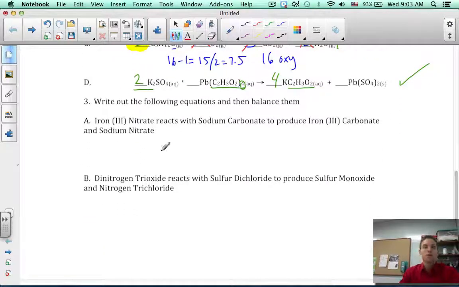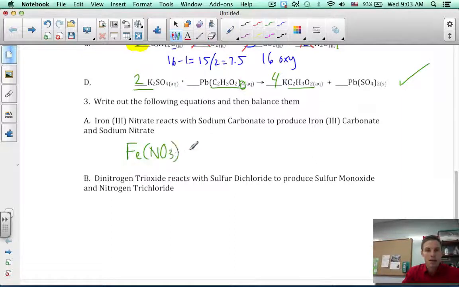Write out the following equations, then balance them. Iron 3 nitrate. Iron is Fe. Nitrate is NO3, 1 minus. If this is a 3, that means it's a 3 plus. The nitrate is 1 minus. The 1 comes down here, the 3 comes down there, and there is iron 3 nitrate. That is aqueous. We'll learn that in January.